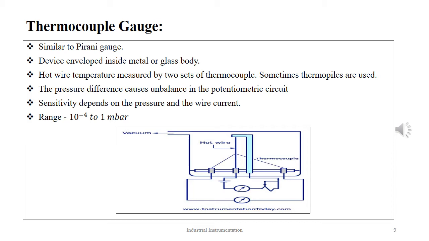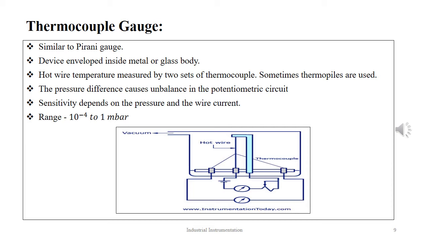The sensitivity of the device depends on the pressure and the current flowing through the wire. Two thermocouple sets are used to measure the temperature of the heating wires inside the two chambers that oppose each other, and then the temperatures measured are compared. As the pressure changes in the two chambers and a differential pressure is created, the potentiometric circuit experiences an unbalanced condition. This imbalance is due to the change in pressure only.